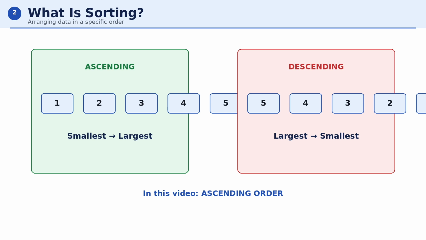Sorting simply means arranging data in a particular order. For example, suppose we have 5, 2, 8, 1, 3. If I arrange these numbers from smallest to largest, I get 1, 2, 3, 5, 8. That is ascending order. We can also arrange them from largest to smallest, 8, 5, 3, 2, 1. That will be descending order. So, whenever we talk about a sorting algorithm, the basic goal is very simple. Take an unsorted collection of elements and rearrange those elements into the required order. In this video, we will focus on ascending order.